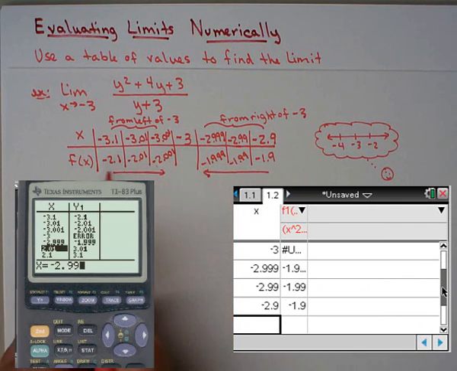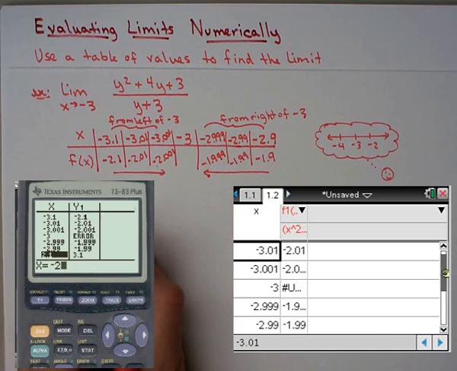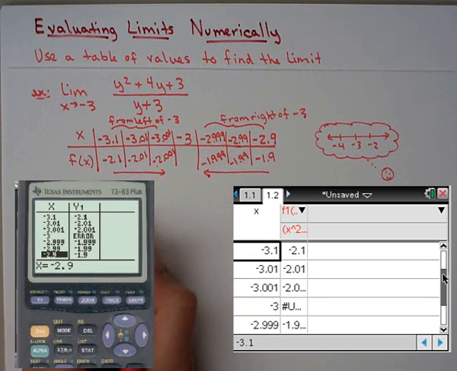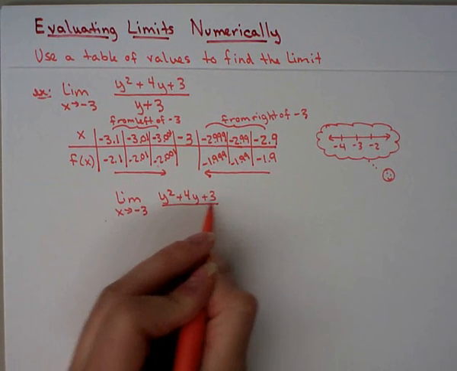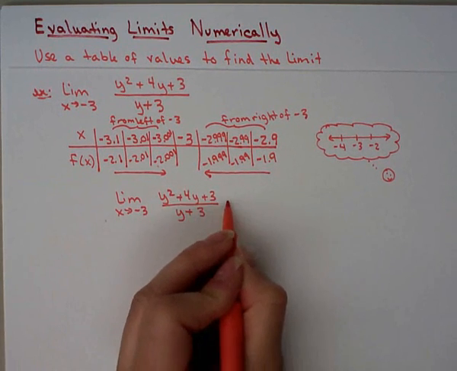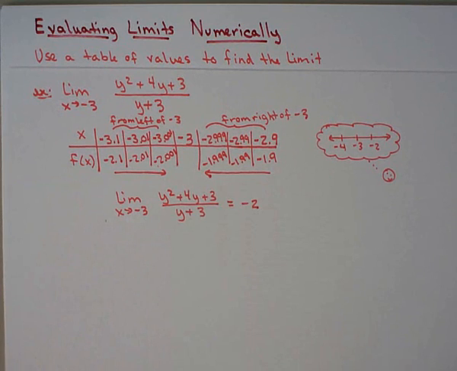And we can see from the left and from the right what the y values are approaching. So our limit as x approaches negative 3 of our function y squared plus 4y plus 3 divided by the quantity y plus 3 is equal to negative 2.